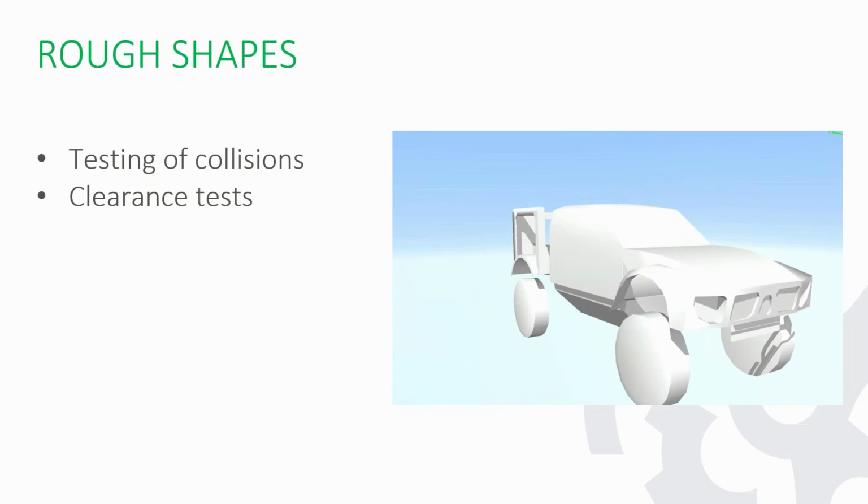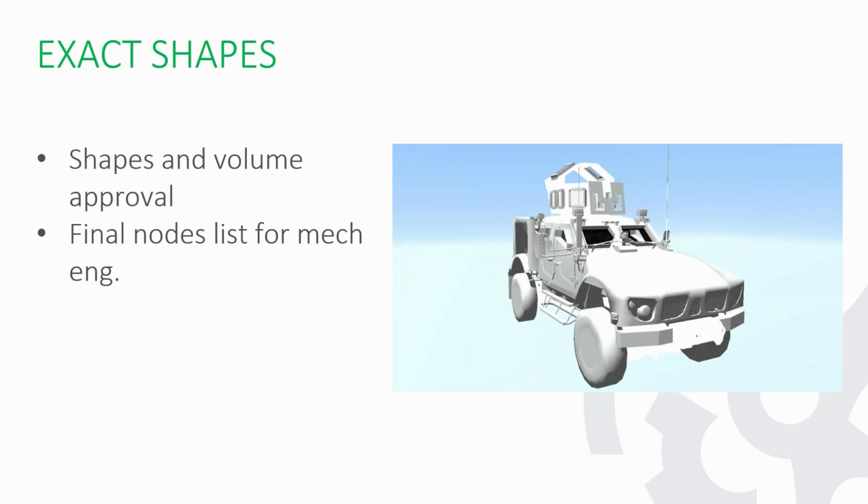Meanwhile, the artist goes back and starts creating an improved shape, so we have a better idea of the shape. This goes back to the mechanical engineer to test the collision and the clearance. So we're refining the collision geometry around the model to make sure that we have the correct volumes. Then the artist finishes the work. We have the exact shape and volume approval.